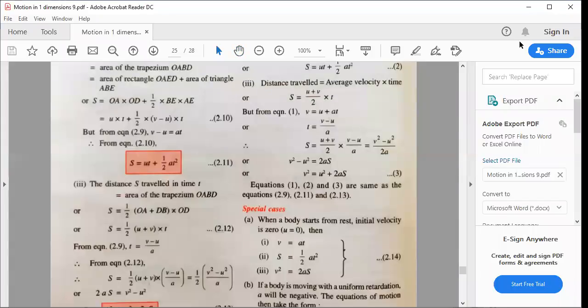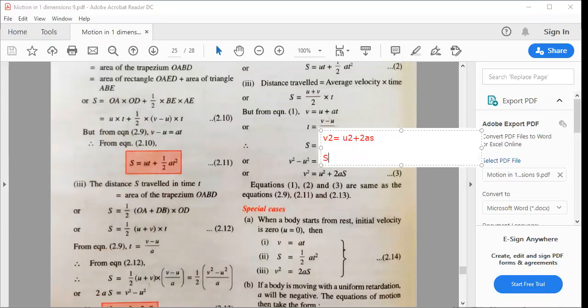Now in another case, let's take the third formula. In the third formula, V square is equal to U square plus 2AS. This is the formula. V square is U square plus 2A. Now in this, I will take distance as the area under the trapezium.